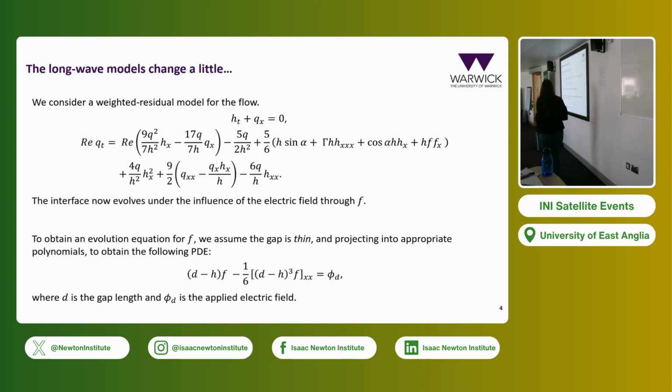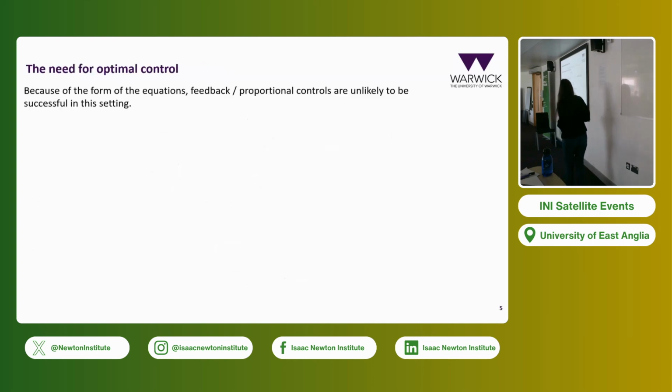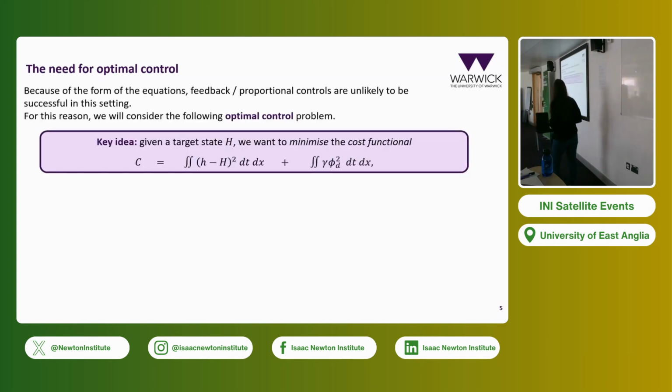Okay, so we didn't even try because we knew it wouldn't work. You could try something like h minus 1 or flat here, but that would influence this equation without doing the right things, because it's not influencing h directly, it's influencing flux. So we didn't even have hope that proportional or feedback controls would work for this. It would be way too complicated. So for this reason, we went directly to an optimal control setting.